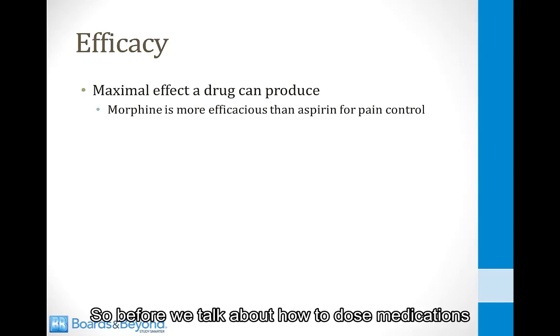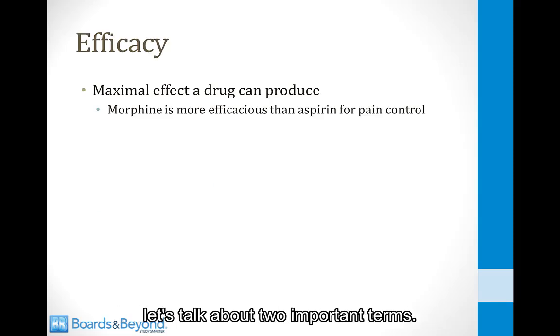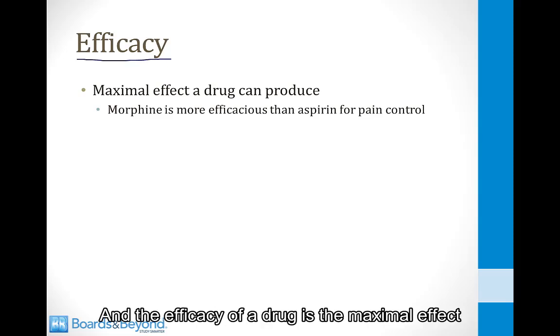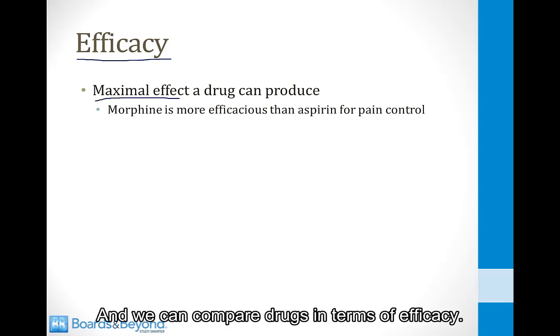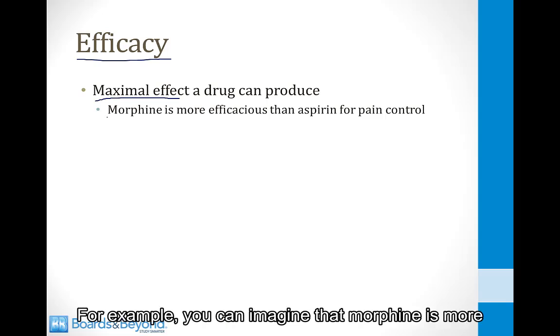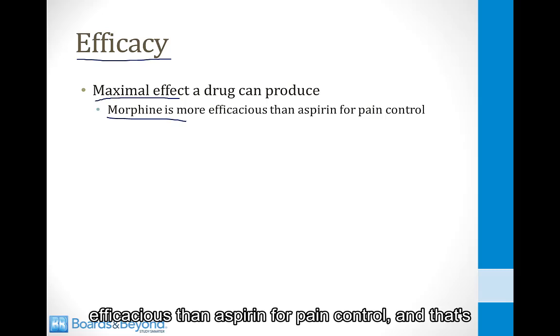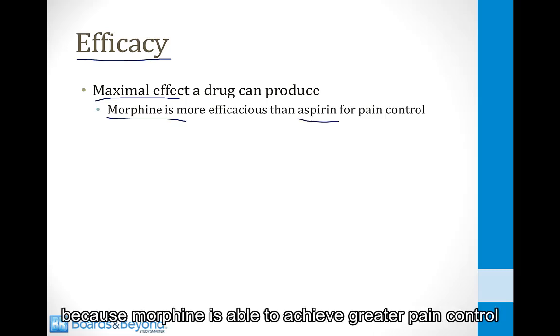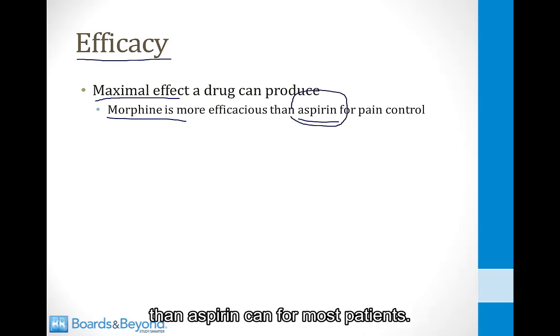So before we talk about how to dose medications, let's talk about two important terms. And the first term is efficacy. And the efficacy of a drug is the maximal effect that the drug can produce. And we can compare drugs in terms of efficacy. For example, you can imagine that morphine is more efficacious than aspirin for pain control. And that's because morphine is able to achieve greater pain control than aspirin can for most patients.